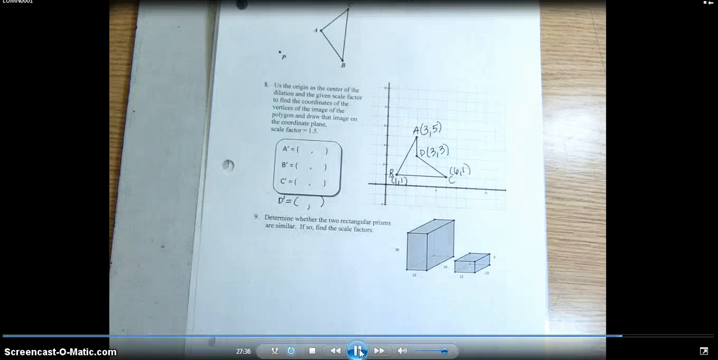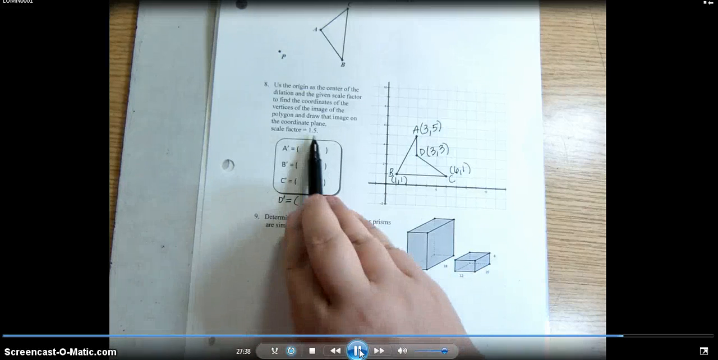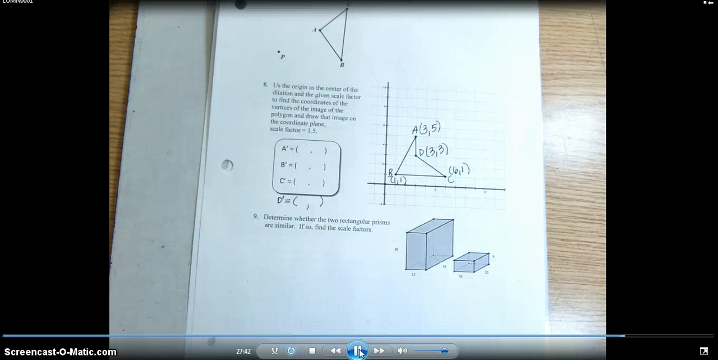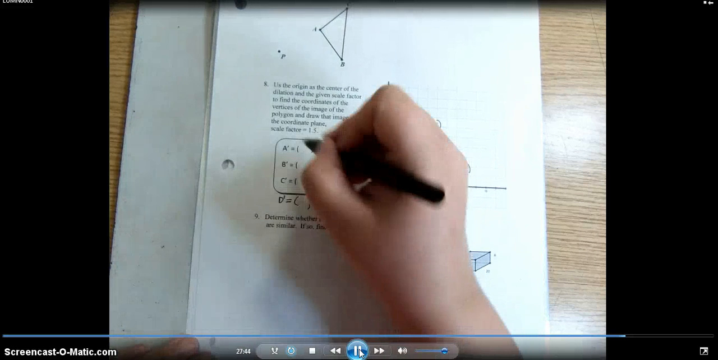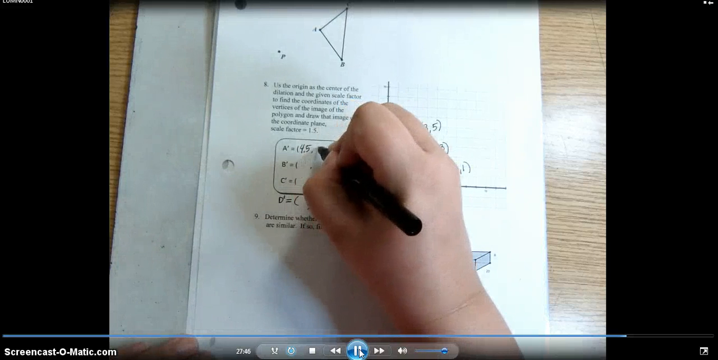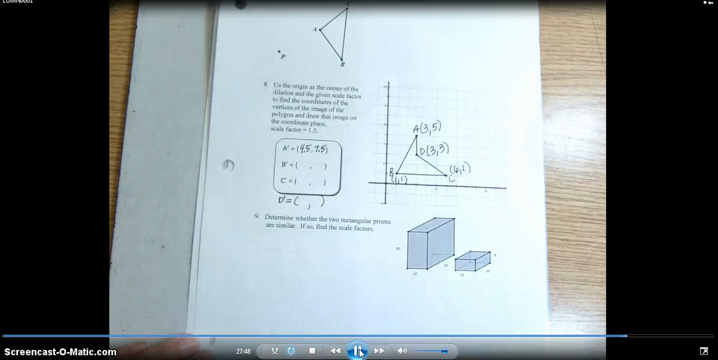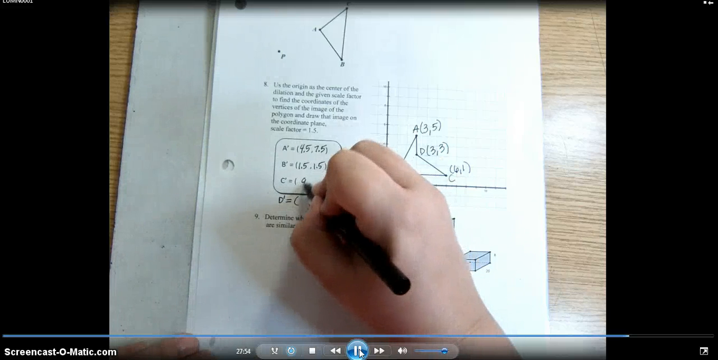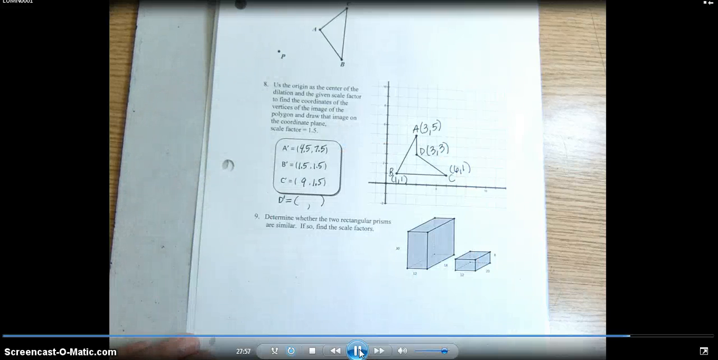Okay, so if my scale factor is 1.5, all I have to do is multiply all these numbers by 1.5. So A prime would be (4.5, 7.5). B prime would be (1.5, 1.5). C prime would be (9, 1.5). D prime would be (4.5, 4.5).